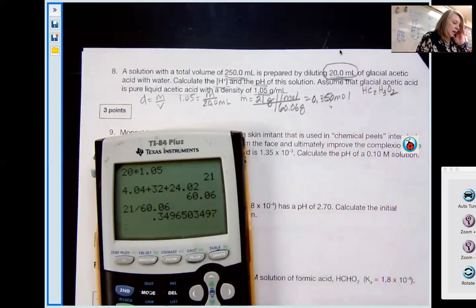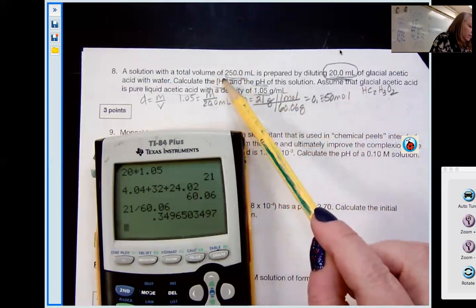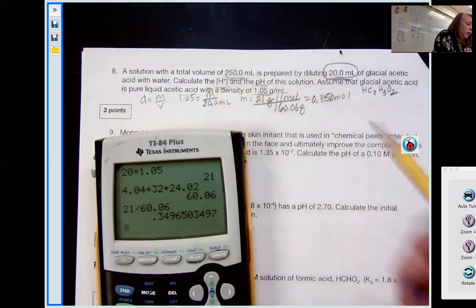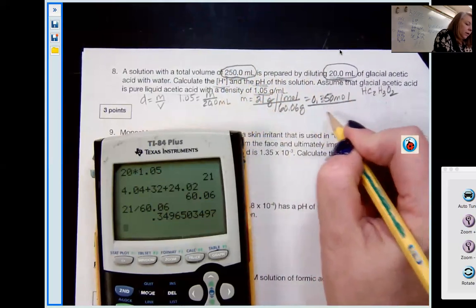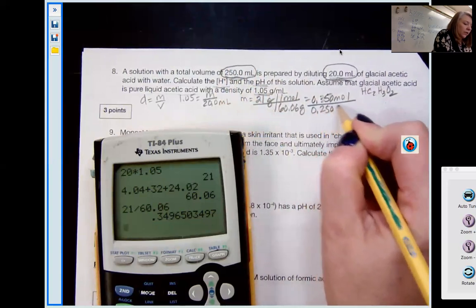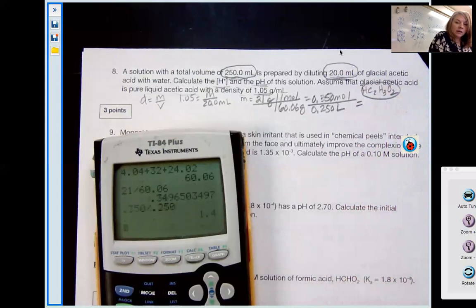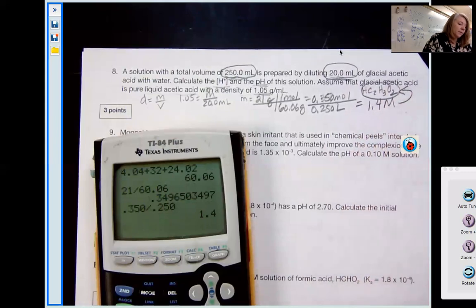Now, why am I doing all that? Because we actually need the molarity of this acid. We're diluting it with water, and it says a solution with a total volume of 250 milliliters is prepared by diluting this with water. So our total volume when we get through putting water in is 250 mils. So if we divide this by 0.250 liters, which is the same thing as 250 mils, then we'll have the molarity of our acetic acid. And then you can go from there. So you just had a little conversion problem on that one. All right, so divide by 0.250, and we get the molarity is 1.4 molarity. So that's your original concentration of your acetic acid.